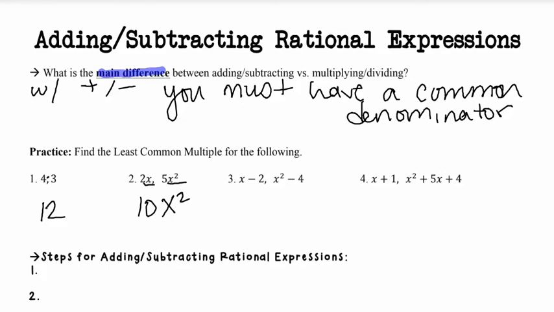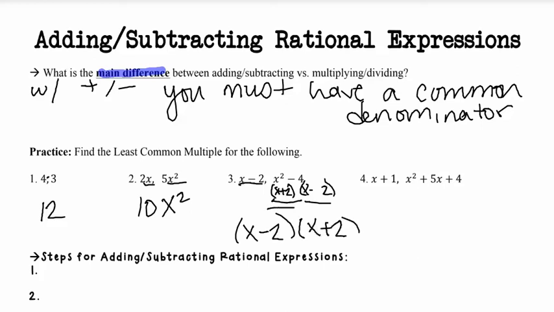If I look at number 3, one of my options is a quadratic, so I can factor that. That's a difference of squares, so that's going to be x plus 2 and x minus 2. Notice x minus 2 is already used, so that's one multiple, and then the other factor is the other multiple. So when I'm factoring, basically whatever my factors are would be my least common multiple. So go ahead and try number 4 on your own, and then I'll give you the answer.